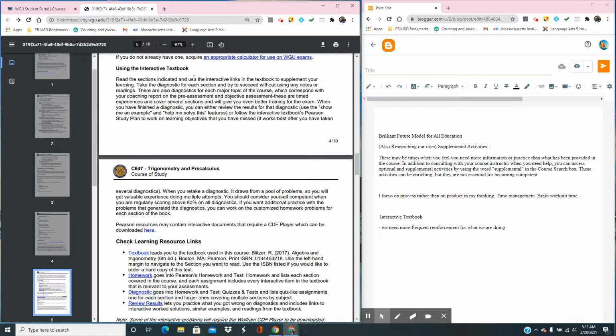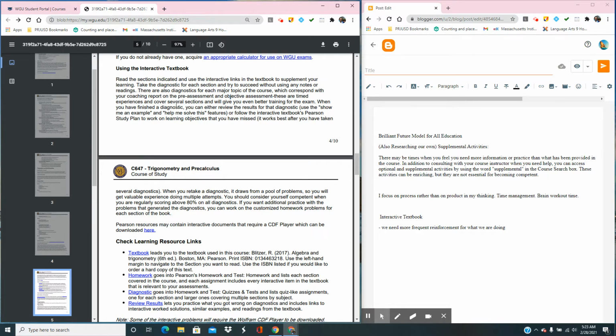Read the sections indicated and use the interactive links in the textbook to supplement your learning. The interactive links are for supplementing learning, or are all reading supplemental. Take the diagnostic for each section and try to succeed without using any notes or readings. There are also diagnostics for each major topic in the course, which correspond with your coaching report on the pre-assessment, objective assessment. These are timed experiences that cover several sections that will give you a better training for the exam.